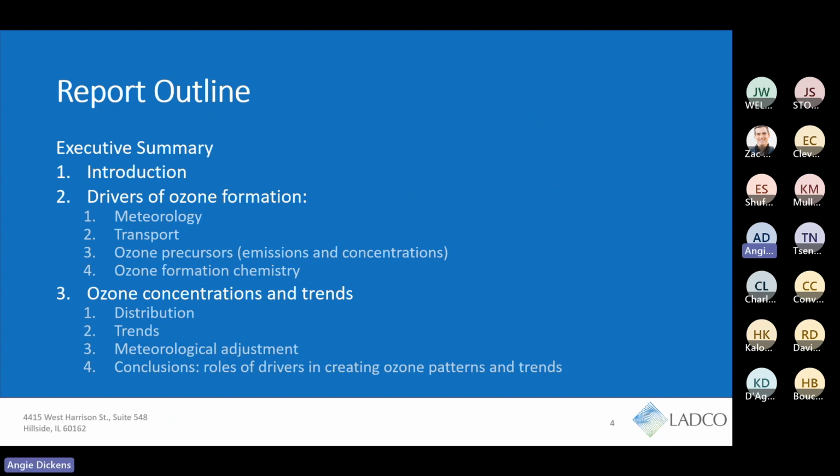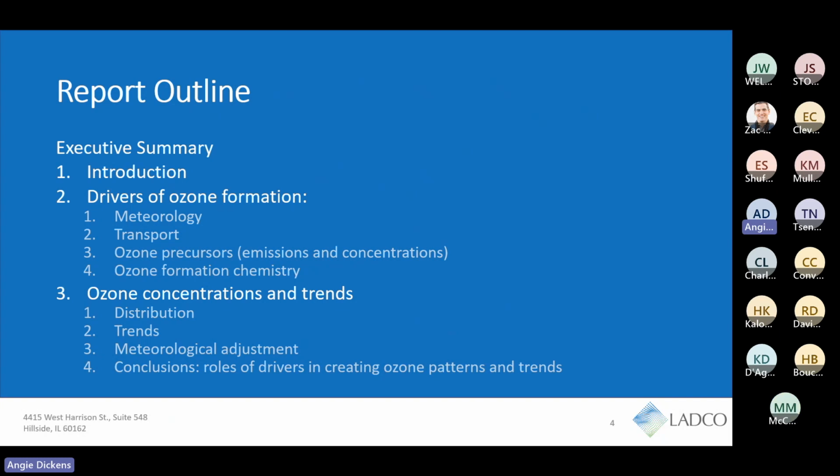So the report is organized as follows. There's an executive summary, there's an introduction, and then the two substantive chapters. The first focuses on the whole region, looking at drivers of ozone formation: meteorology, transport, emissions and concentrations of precursors, NOx and VOCs, and ozone formation chemistry. The next chapter looks at concentrations and trends in ozone, including the distribution of ozone in the region, trends, and meteorological adjustment of ozone and looking at those met-adjusted trends. And then the conclusions pull the second and third parts together and look at the role of drivers in creating ozone patterns and trends.